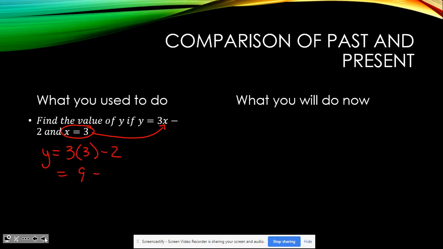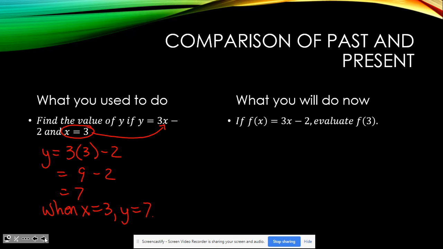3 times 3 is 9. Again, I'm just following PEMDAS procedures. 9 minus 2 is then 7. So when x is equal to 3, y is equal to 7. Now that's a lot of words. And as you should know by now, in math, we try to replace a lot of the words with symbols.